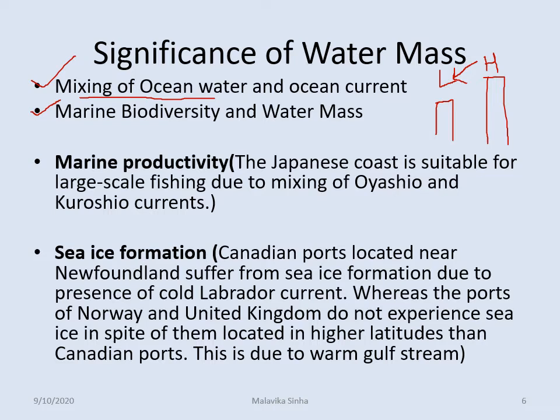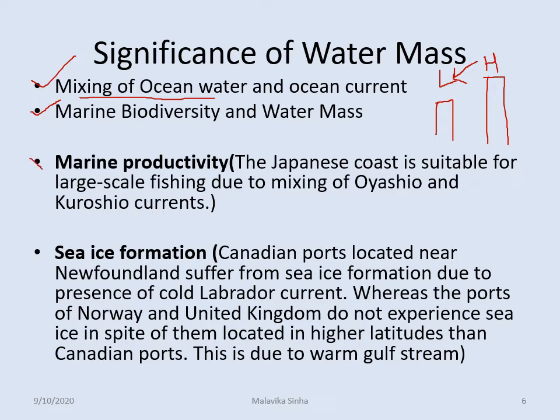Second one is marine biodiversity. We can take an example of coral reef. Coral formation and other related biodiversity depend on the salinity and temperature condition of ocean water and the density of ocean water. So, marine biodiversity is directly related to the water mass. Particularly in the case of coral formation, the coral related biodiversity zone is related to the water mass.